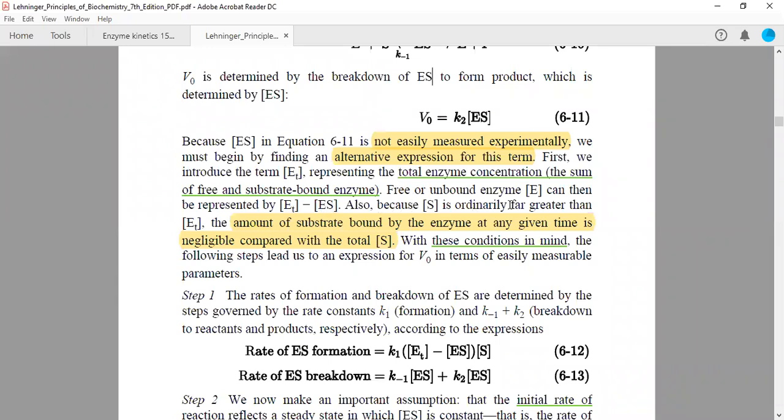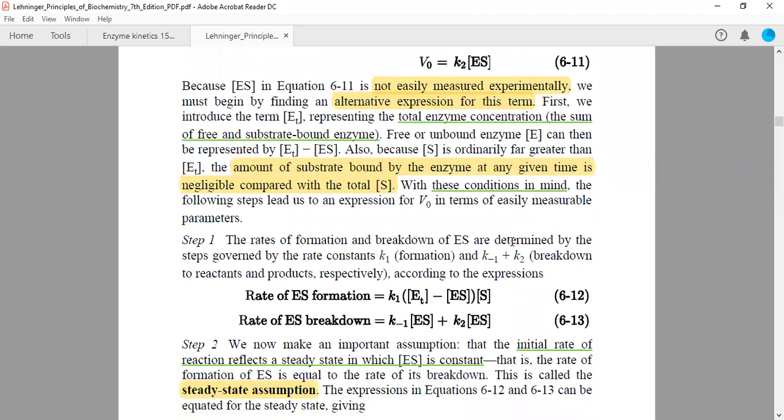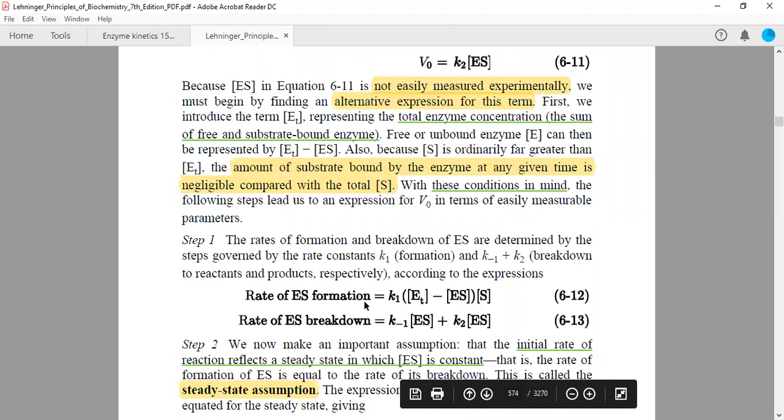Also, because substrate is ordinarily at a very much higher concentration than total enzyme, the amount of substrate bound to the enzyme at any given time will be negligible when compared to the substrate. So this particular enzyme substrate complex which is forming will be negligible in comparison to the total substrate concentration we are taking into account. So with these conditions and keeping this in mind, we are able to devise two equations.